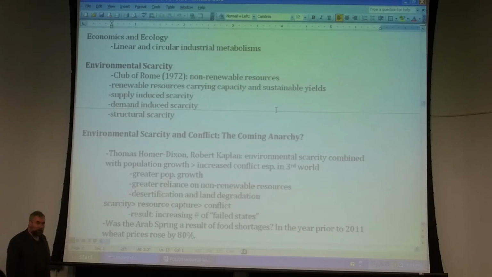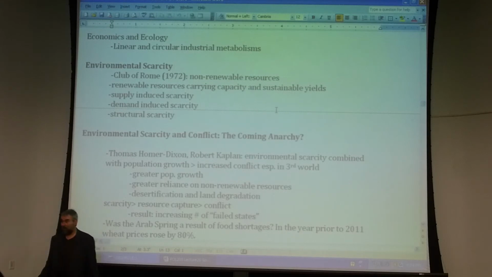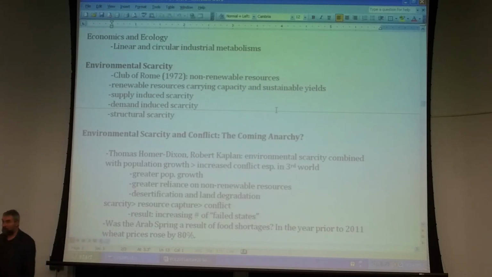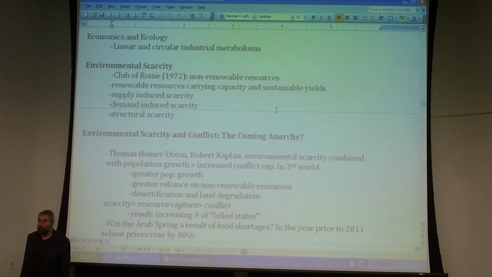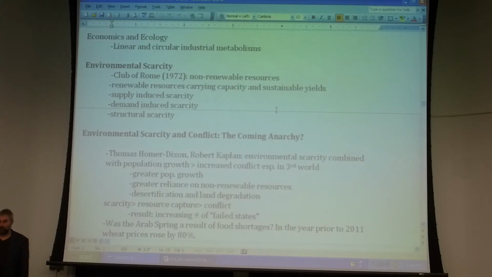Now, why would renewable resources be problematic? Aren't they renewable? And doesn't that mean, since they're renewable, that we don't have to worry about running out of them? Well, the easy answer to that is that's not quite how it works. Renewable resources are renewable only insofar as they are treated in a way that keeps them renewable.